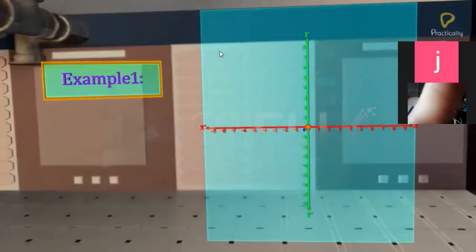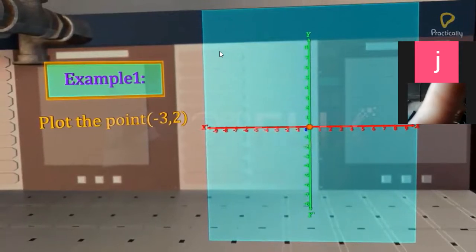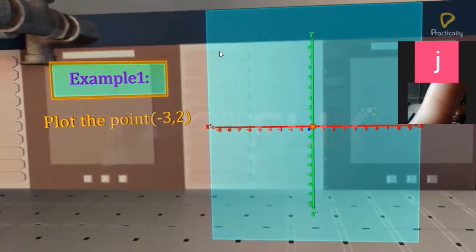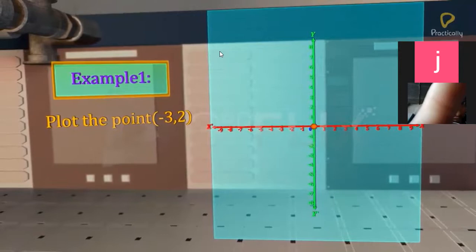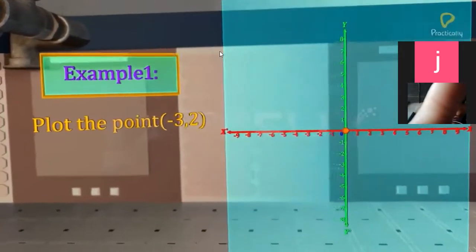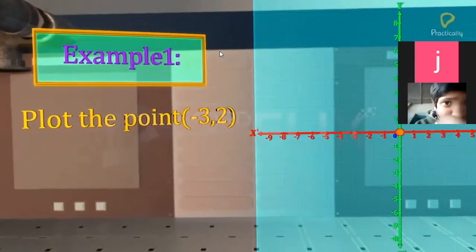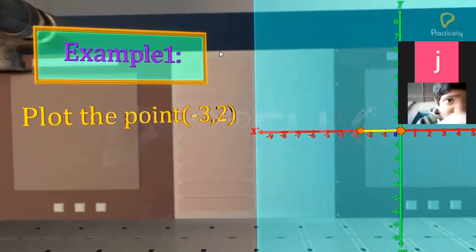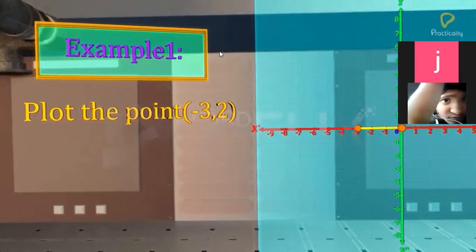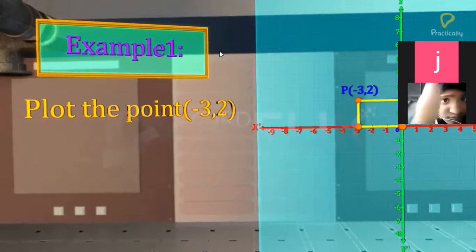Example 1. Plot the point (-3, 2). The first coordinate tells us about the right-left movement from the origin. The second coordinate tells us about the up-down movement from the origin. Since the x-coordinate is -3, there is a movement towards the left 3 units from the origin. The y-coordinate is 2, which means movement 2 units vertically up to get to the point (-3, 2).